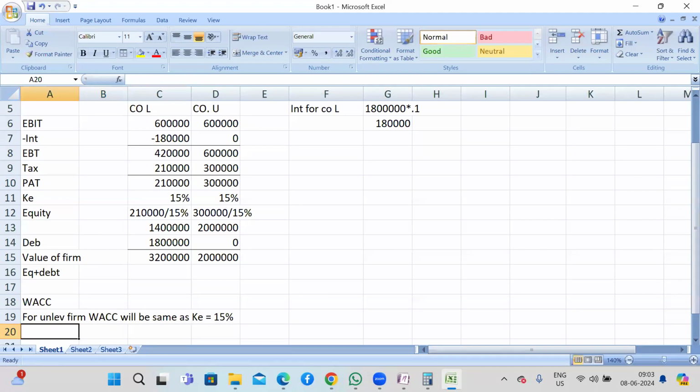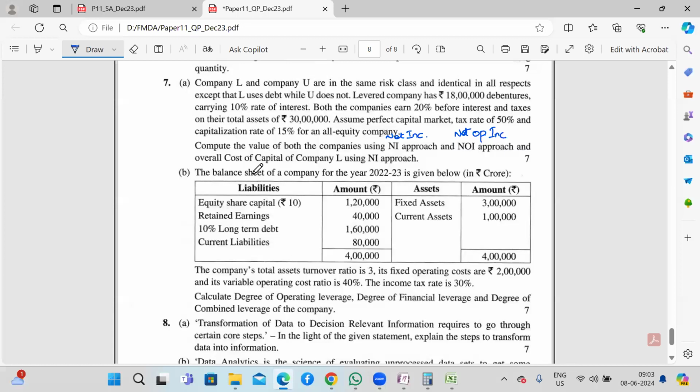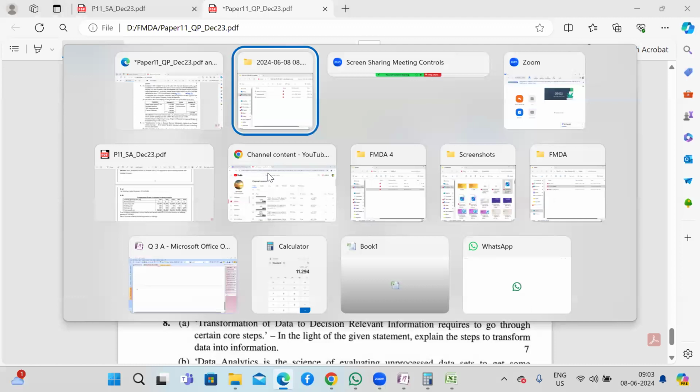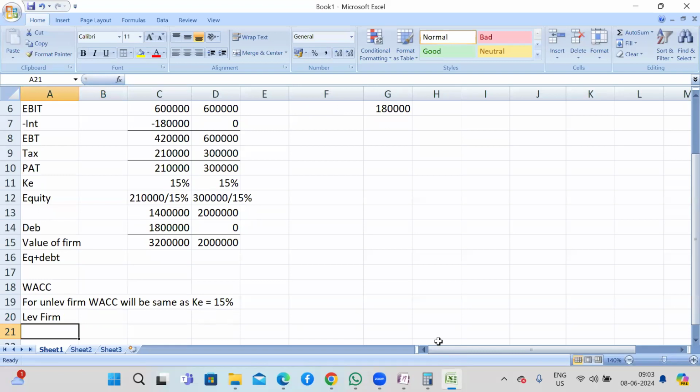So I want to calculate WACC for the levered firm. We have debentures as well as equity. They have asked for the overall cost of capital. That means here we need to apply the weighted average cost because we have two weightages. So I can't go as it is. So let's calculate the weighted average cost of capital. For equity, my cost of equity is 15%, and here it is 14 lakhs.